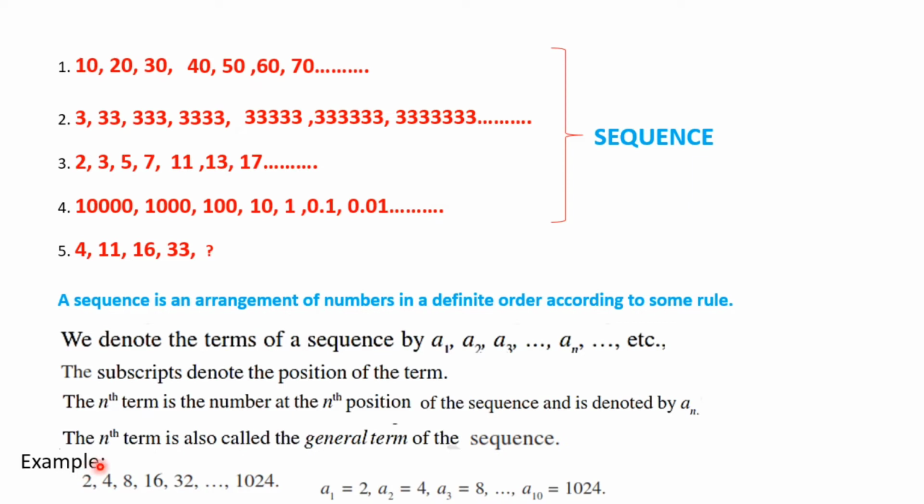So here 2, next number is 4. How do we get 4? 2 plus 2 is 4, but 4 plus 2 is 6. The next term is 8 here. So there is some other way we have to think. It means 2 power 1 is 2, 2 power 2 is 4, 2 power 3 is 8, 2 power 4 is 16, 2 power 5 is 32, and so on. This is the rule. So hope it is clear.